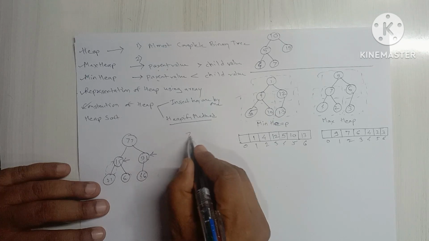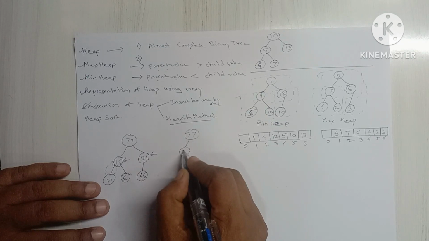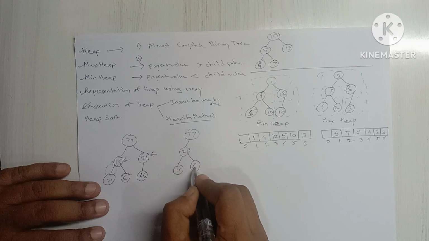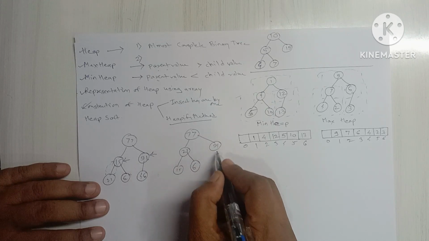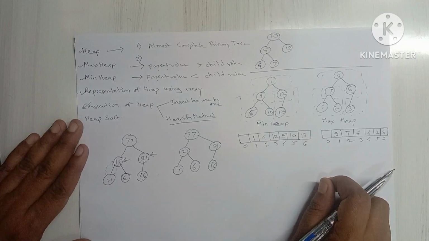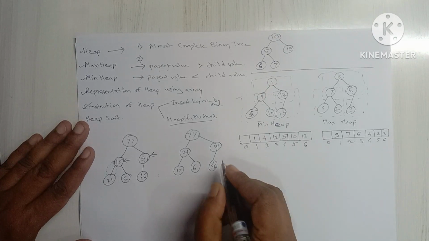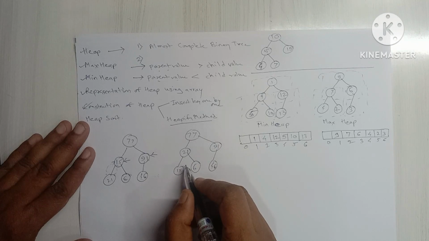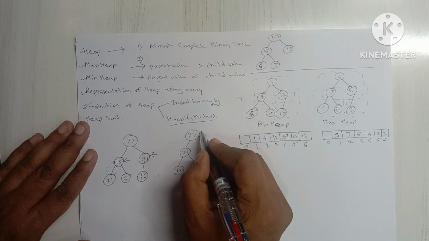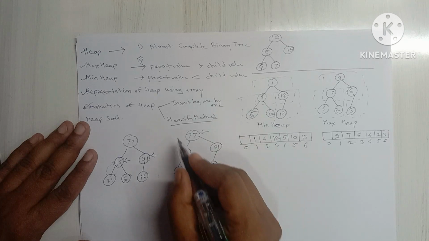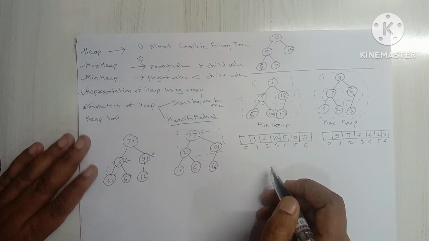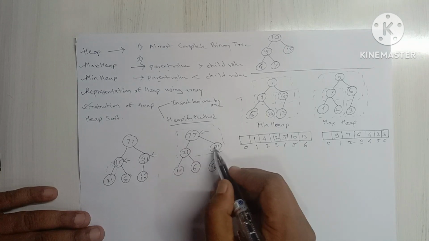After swapping, the tree will be like this: 77, 21, 15, and here is 6, here is 91, here is 46. So the tree will be like this. Now check whether it is a max heap or not. It is not a max heap. We need to process this one also. So we need to check whether this subtree is a max heap or not. We need to compare this.